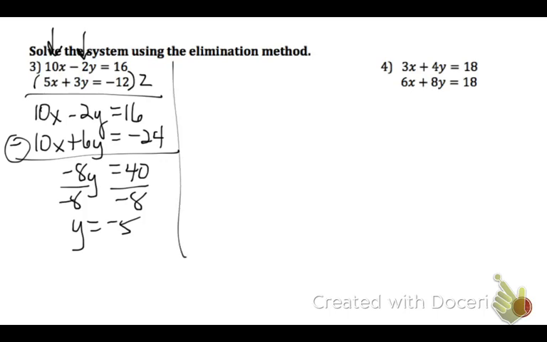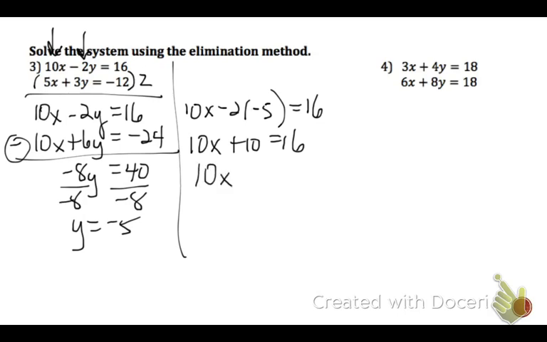Now we're going to take our negative 5 and plug it into one of the originals. It doesn't matter which one, it's just whichever one looks easiest to you. To me the top equation looks very doable. So I have 10x minus 2 times negative 5 equals 16. 10x plus 10 equals 16. 10x equals, if I subtract my 10, I get 6. So x equals 6/10 or 3/5. So these lines are crossing at the point (3/5, negative 5).